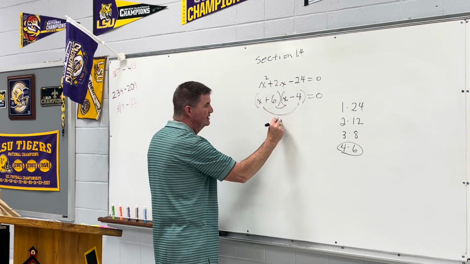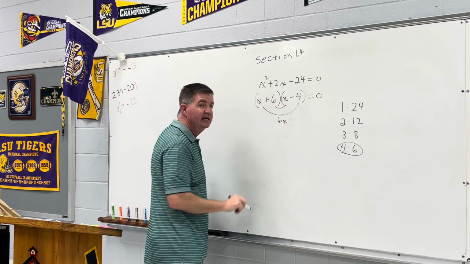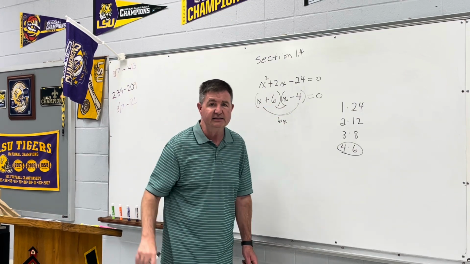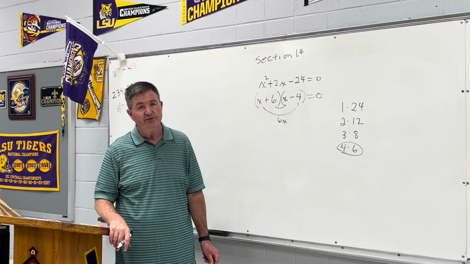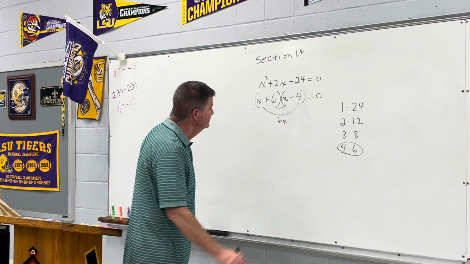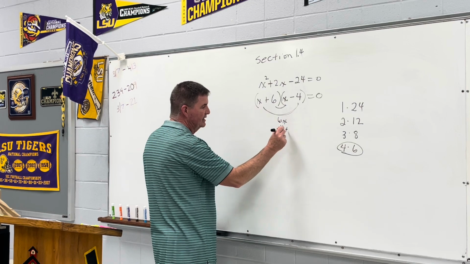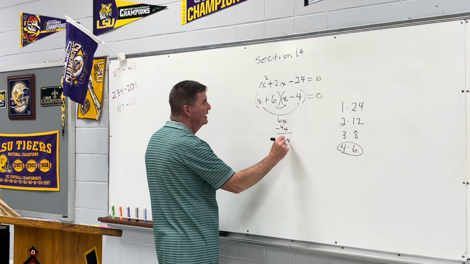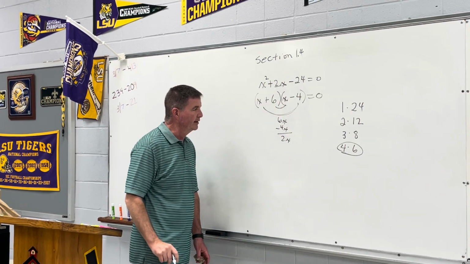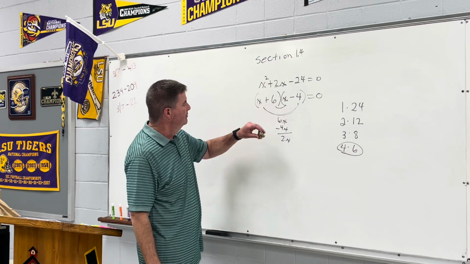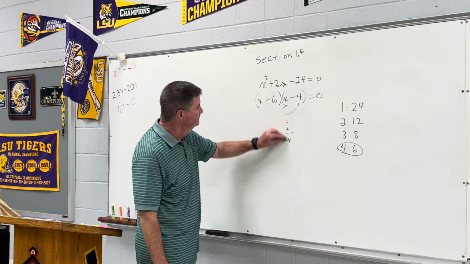This would give me a 6x on the insides. And by the way, the insides and the outsides is the I and O of FOIL. And the outside would give me a negative 4x. 6x and negative 4x gives me 2x. That's what I'm looking for in the middle. So this is the correct way to factor it.